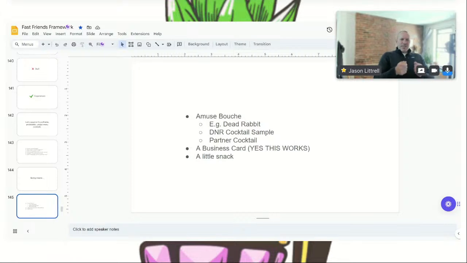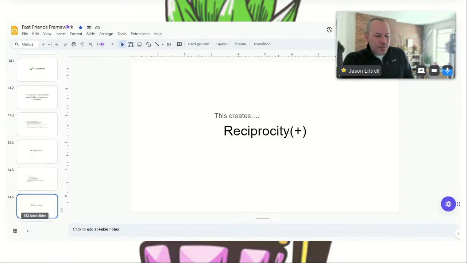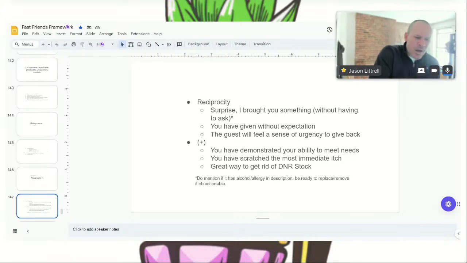Even that, just receiving a card will give somebody a sense of responsibility to reciprocate. And then also, if you have a kitchen, then maybe a little snack, just a little ramekin full of something else, just to stimulate an appetite. But this does a couple different things. It's like, surprise, I brought you something without you having to ask. Dead Rabbit, again, is like the master of this. And then you've given without any sort of expectation of return. And the guest will have a sense of urgency to give something back.